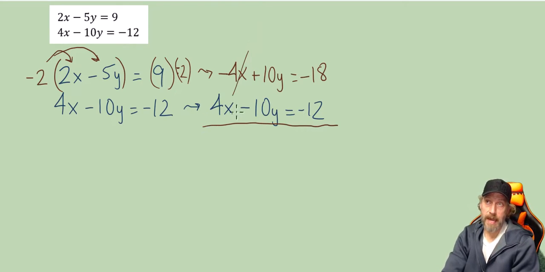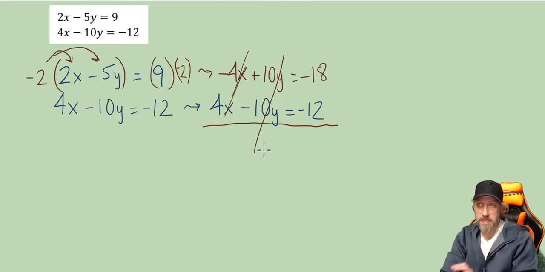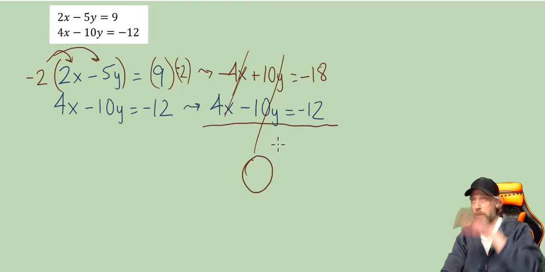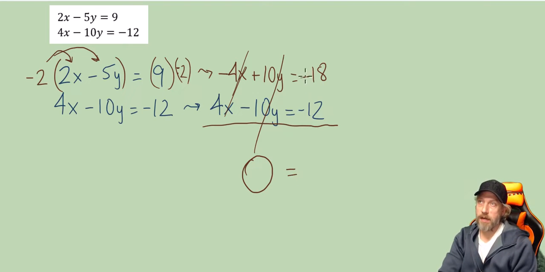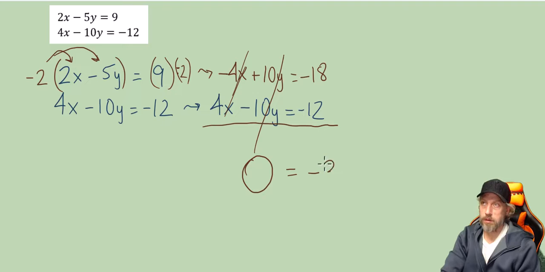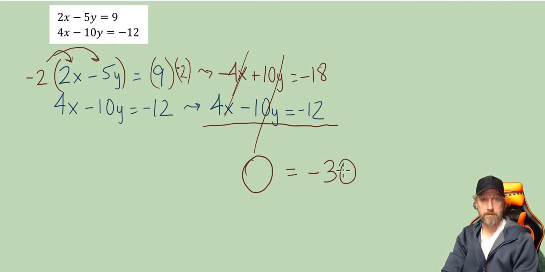We eliminate the x's as well as the y's. What that really means is that on that left side of the equation, we have left 0. So left side, we've got the number 0. Right side, we have -18 plus -12 equals -30. That's what's left. We've done all of our steps.